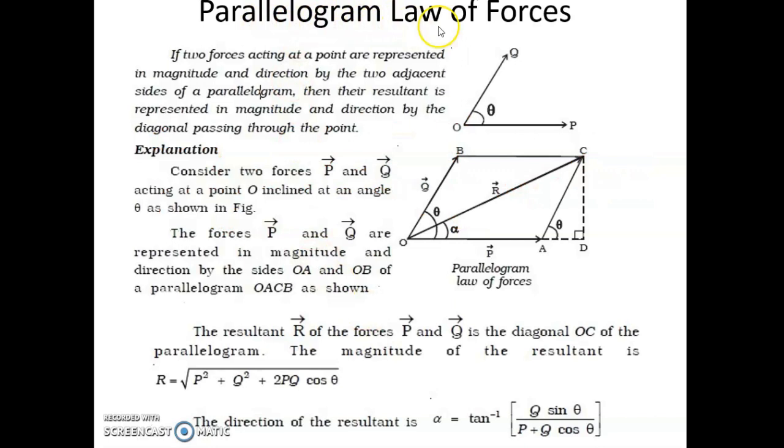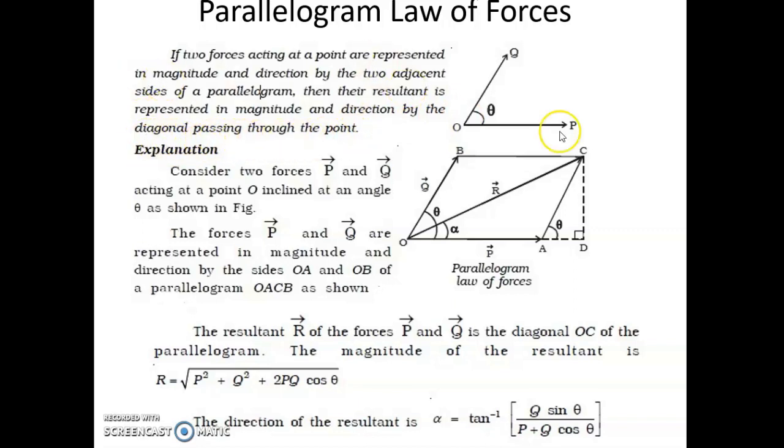So parallelogram law of forces is the law that helps us to find resultant of only two forces acting on a body. So what does the law say is, if two forces acting at a point are represented in magnitude and direction by the two adjacent sides of a parallelogram, then their resultant is represented in magnitude and direction by the diagonal passing through the point.